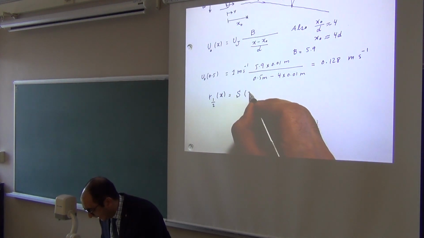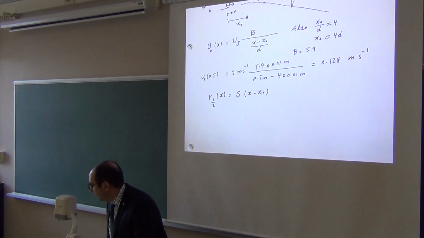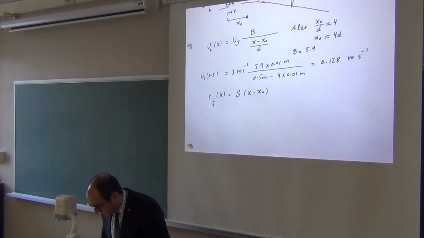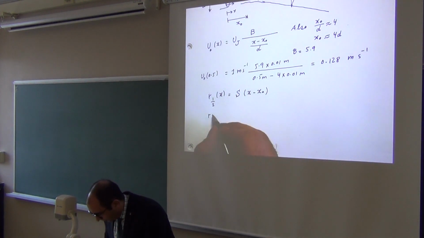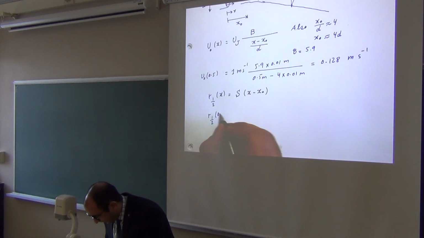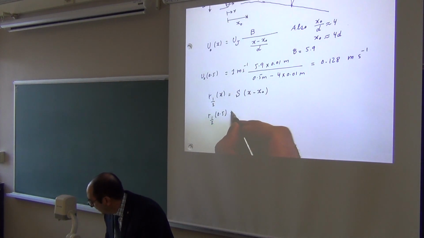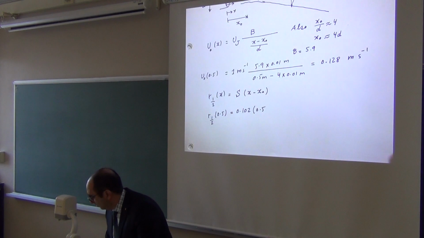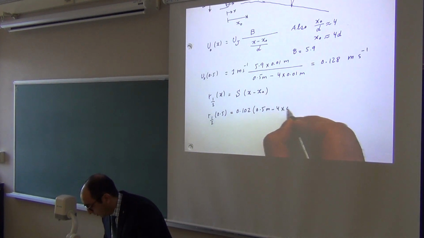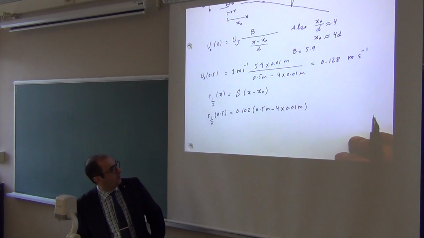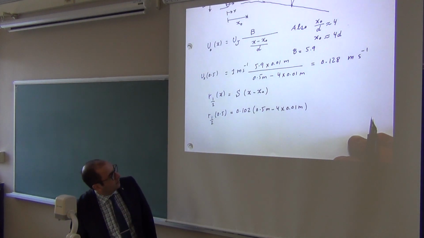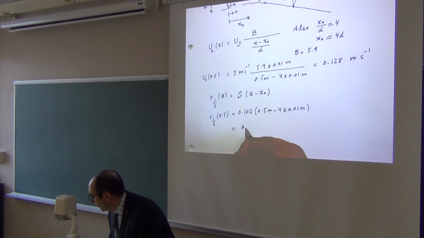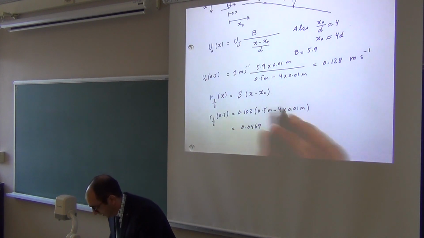If you remember, S was a spreading. And we told you for most jets, spreading rate S is about 0.1. And specifically, it's 0.102. So spreading, I put spreading here, 0.102. Location of interest was 0.5 meter minus 4 times 0.01 meter. And I calculate the half width to be 0.0469 meter.